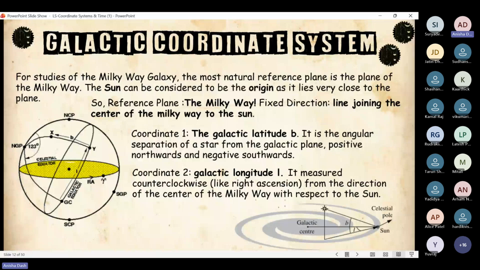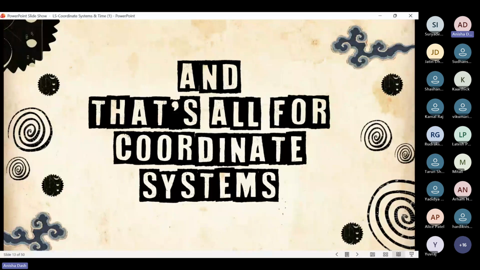The first coordinate in this system is the galactic latitude, which is the angular separation of the celestial object from the galactic equator, I mean, the plane of the Milky Way. The second coordinate is the galactic longitude, which is the angular separation from the line joining the center of the galaxy and the sun. And this is measured along the galactic equator. So that's all I had for coordinate systems. Please feel free to ask any questions.